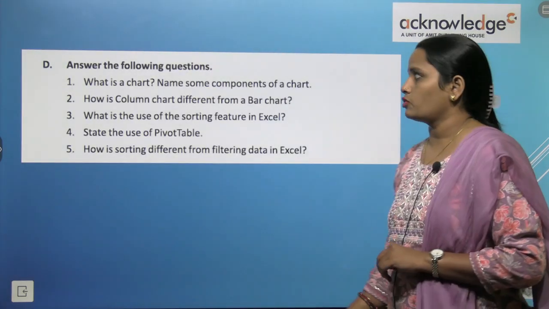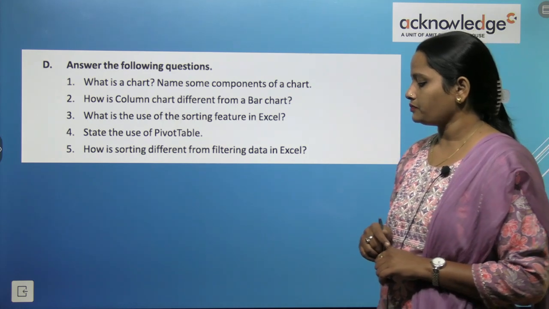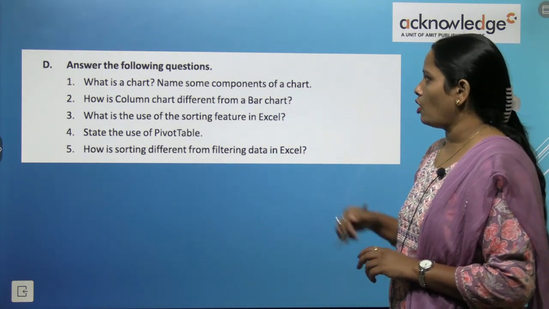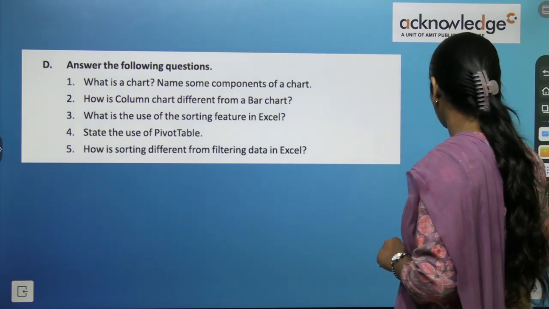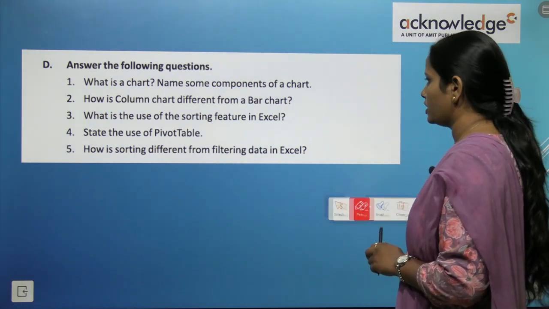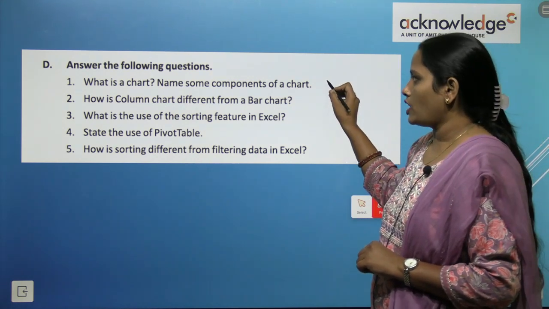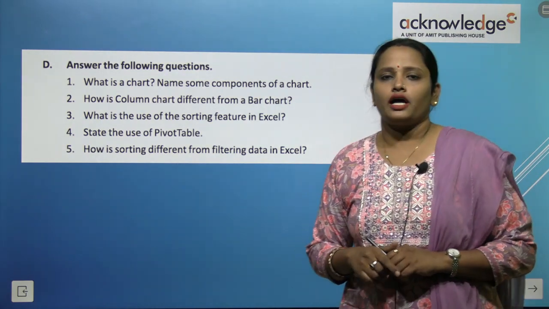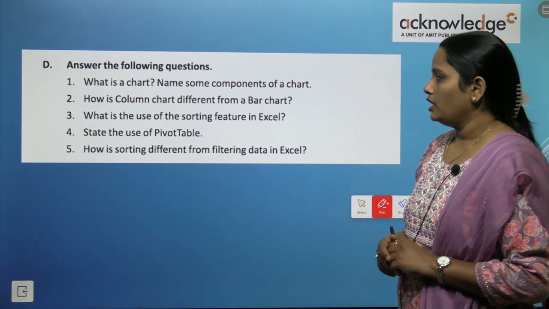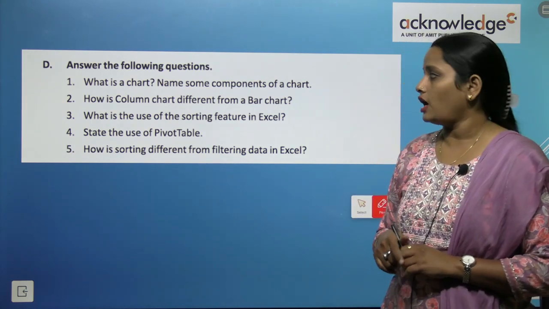Now children, let's come quickly to the question and answers. What is a chart? And name some components of a chart. So chart is the pictorial representation of data, and some of the components of chart are chart area, then grid lines and legends, etc. These all are the components of chart.